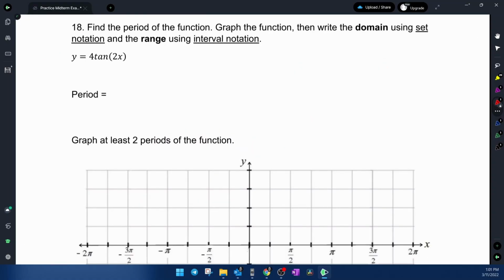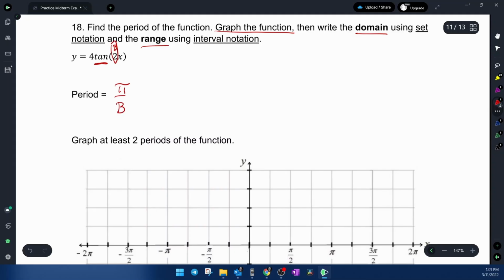Next, number 18. Again, we're going to need to find the period. We're going to need to sketch the graph and write the domain and range. Now, for a tangent or a cotangent, the period is pi over b. B is the coefficient of x, so that would be pi over 2, and that is simplified completely.